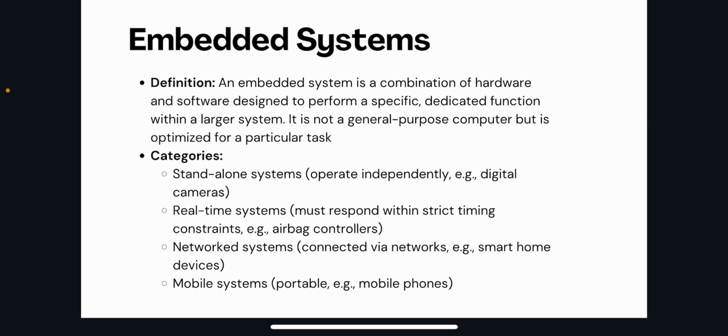There are multiple categories of embedded systems. We have standalone systems which operate independently, like digital cameras, and real time systems which must respond within strict timing constraints, like airbag controllers, and networked systems which are connected via networks, like smart home devices, and mobile systems which are portable, like mobile phones.